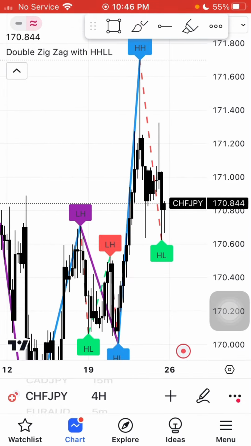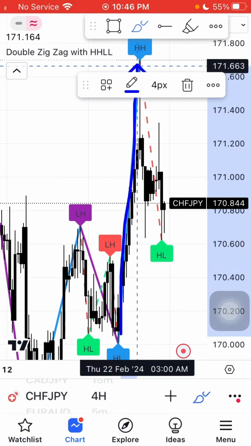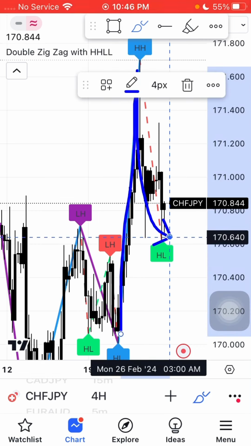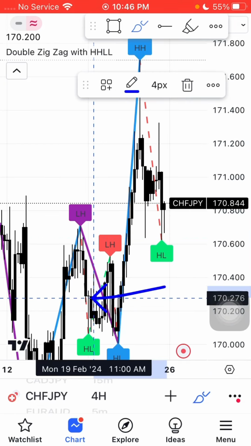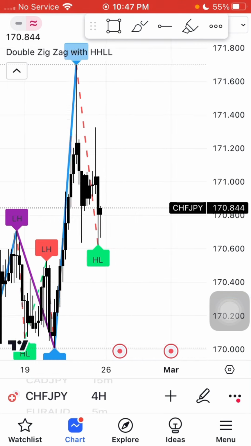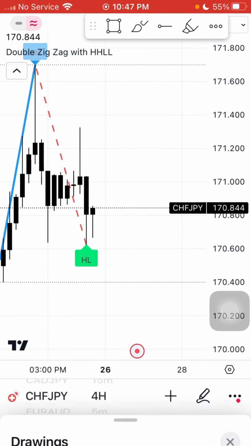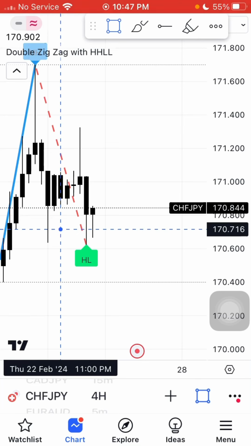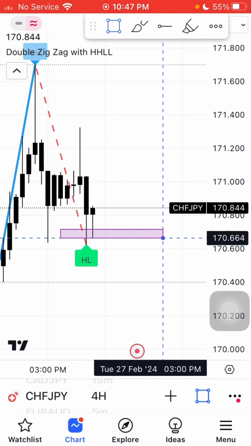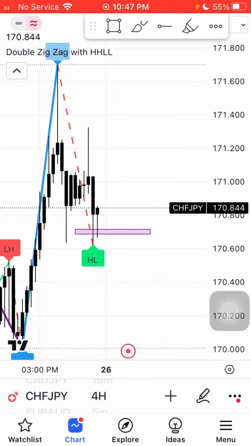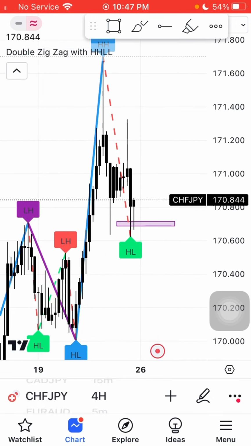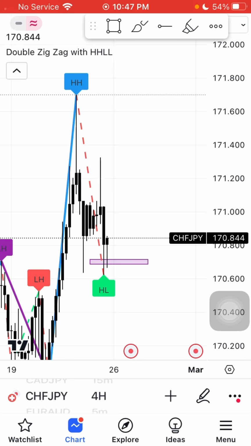So as you can see here, this was already a higher high, and then price is giving us a higher low. At this point, price is giving us a higher low. So we just have to mark the higher low spot right here. From here you're going to know that on the higher time frame, price has given us a series of higher highs and higher lows right here.